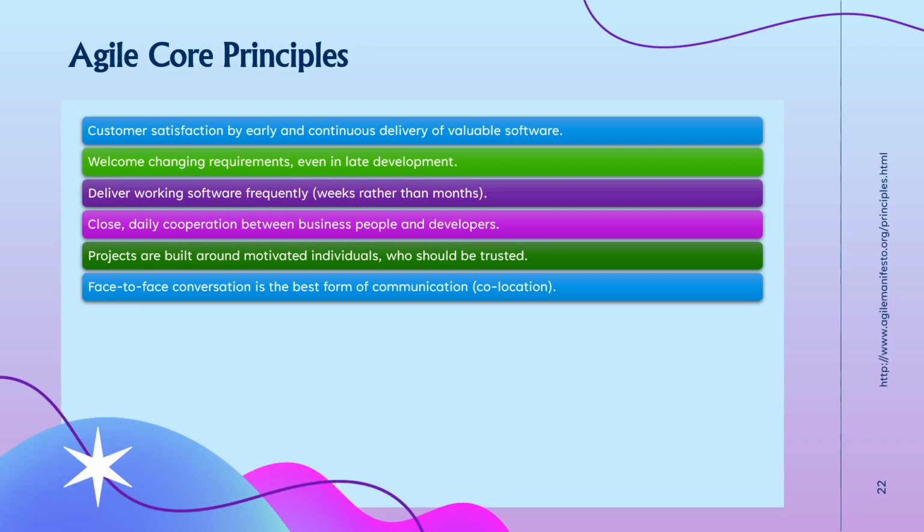Face-to-face conversation is the best form of communication. And this is something that Scrum and Agile stand closely by. If you are trying to apply Scrum and Agile in a space where you are not able to be face-to-face, whether that be on a video call or standing right in front of each other, Scrum and Agile will probably not work well for you.